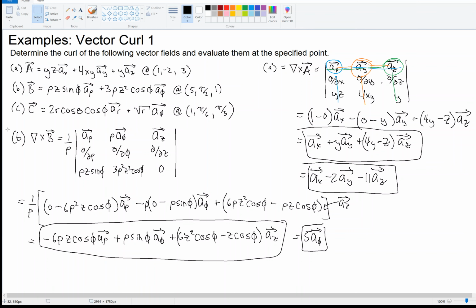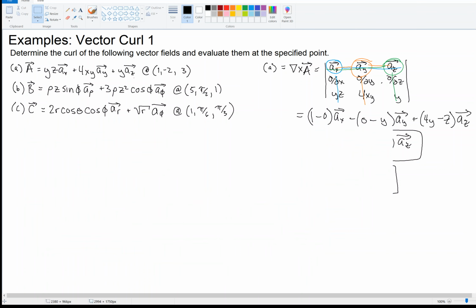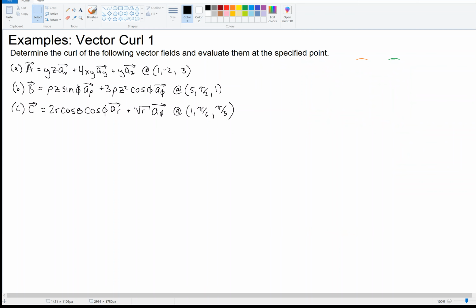All right, so I'm going to erase what we did. I'm going to give ourselves some space. Again, feel free to pause the video if that part B went a little too fast. So now we're going to look at C. And so I look at vector field C and I see that we've got r's and we've got thetas and we've got phis. And so this is spherical coordinates.